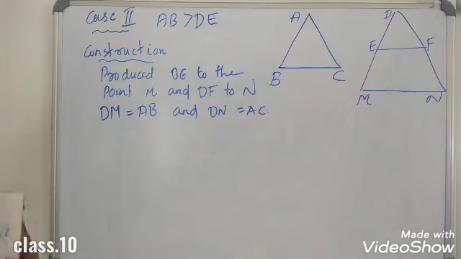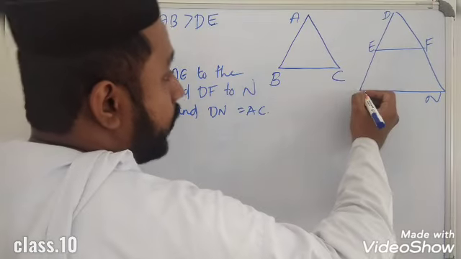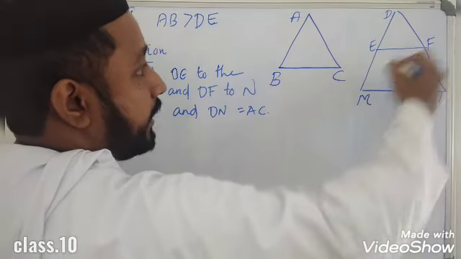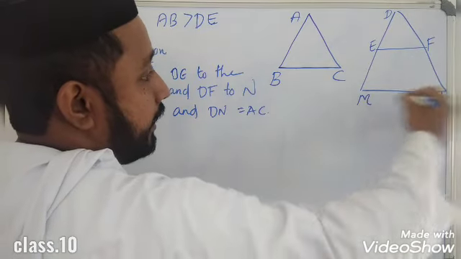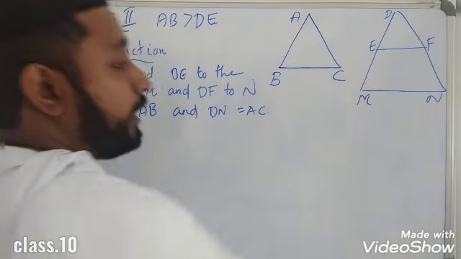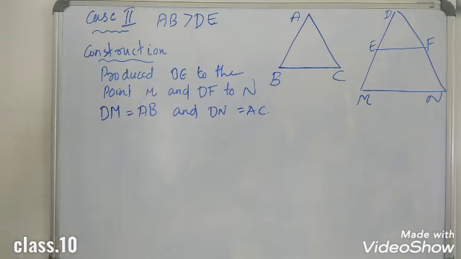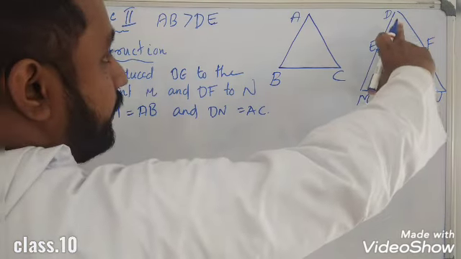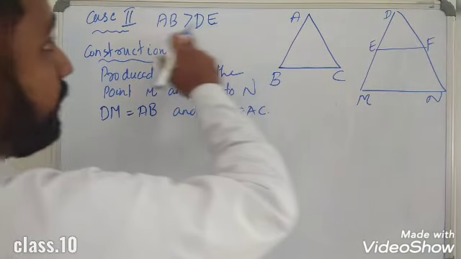Now our construction. Construction means produce DE to a point M and DF to a point N. That is, we consider DM and DN. We consider triangle DMN. You will get a triangle by joining M and N. So the condition is that DM is equal to AB and DN is equal to AC. So we are taking AB greater than DE.